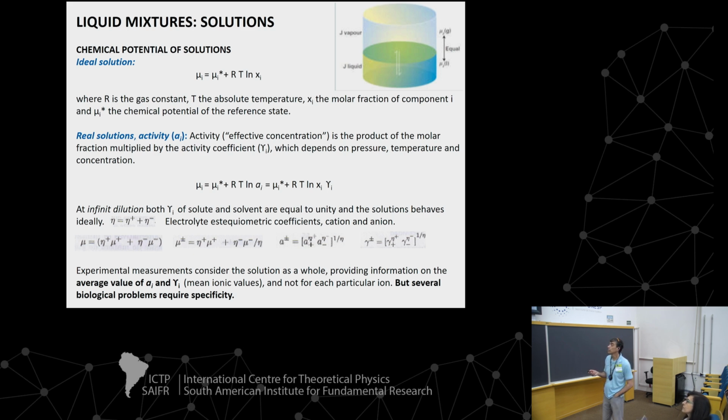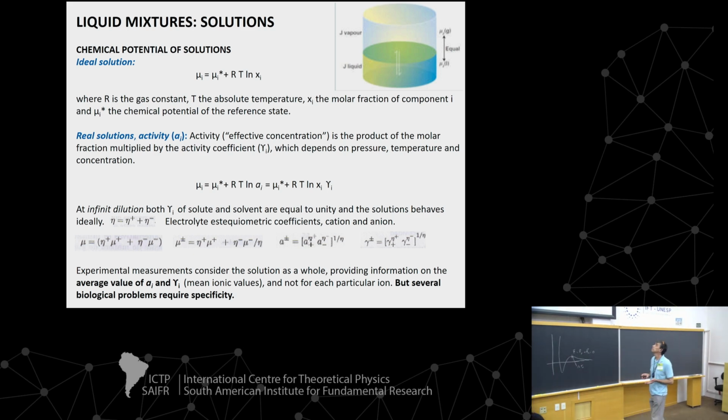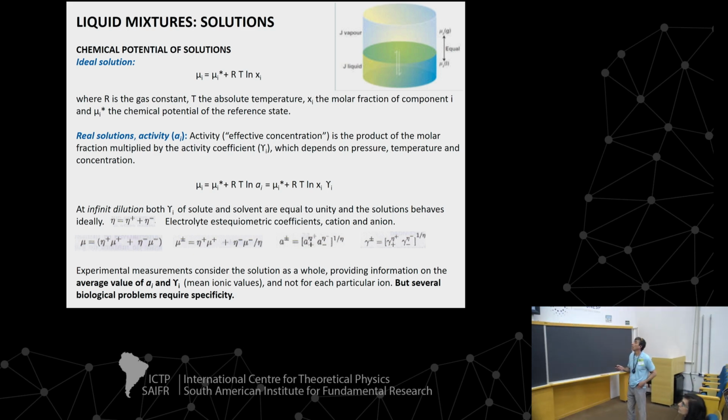But if in your solution you have interactions, you are going to use, instead of the molar fraction, the activity, which is in the same sense as fugacity, some kind of effective concentration. And you can write down the chemical potential in terms of the reference state and this activity, that is the molar fraction times the activity coefficient.